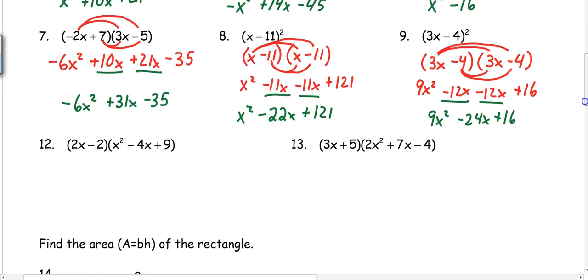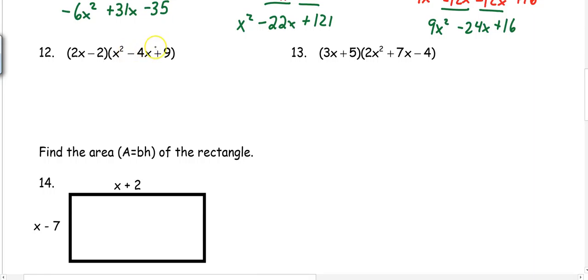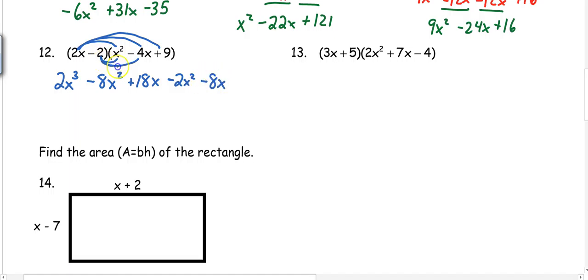Now, in the last two, our second set of parentheses got bigger, so now there's 3 terms instead of 2 terms. This is the same thing still. And 2x times 9 is 18x. Then I'm going to do the same thing with the negative 2. Negative 2 times x squared is negative 2x squared. Negative 2 times negative 4x is negative 8x. And negative 2 times 9 is minus 18.